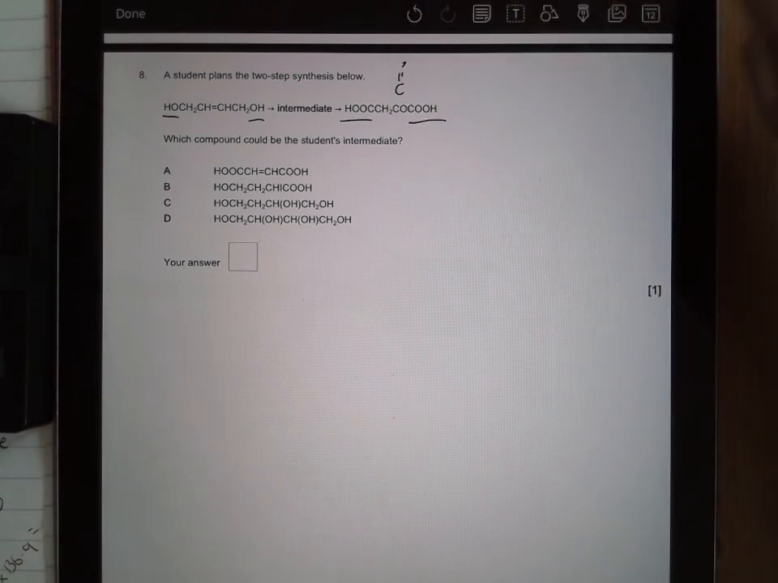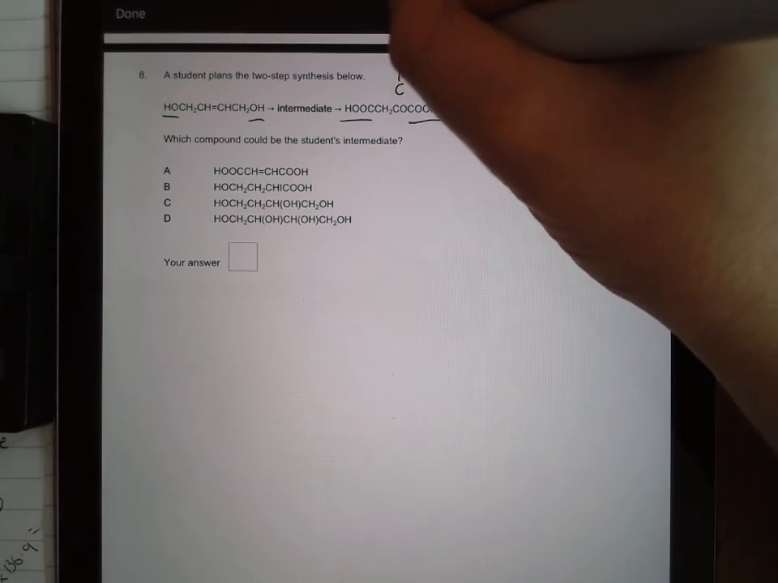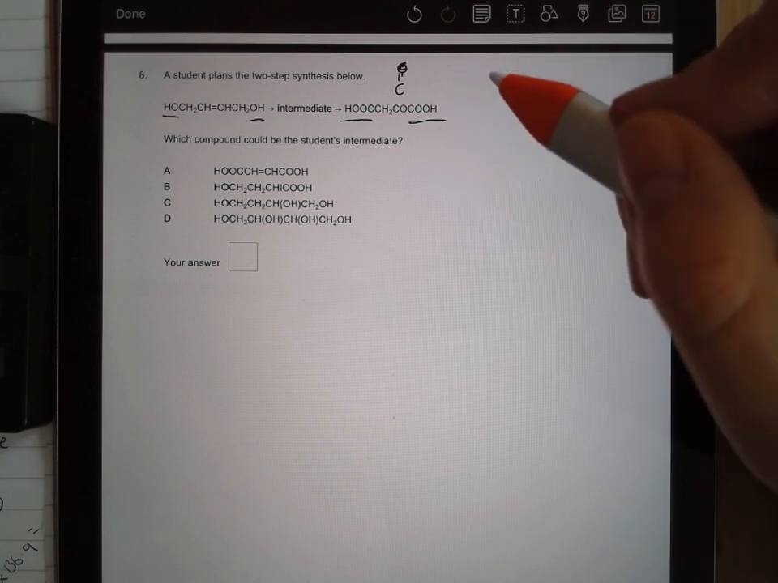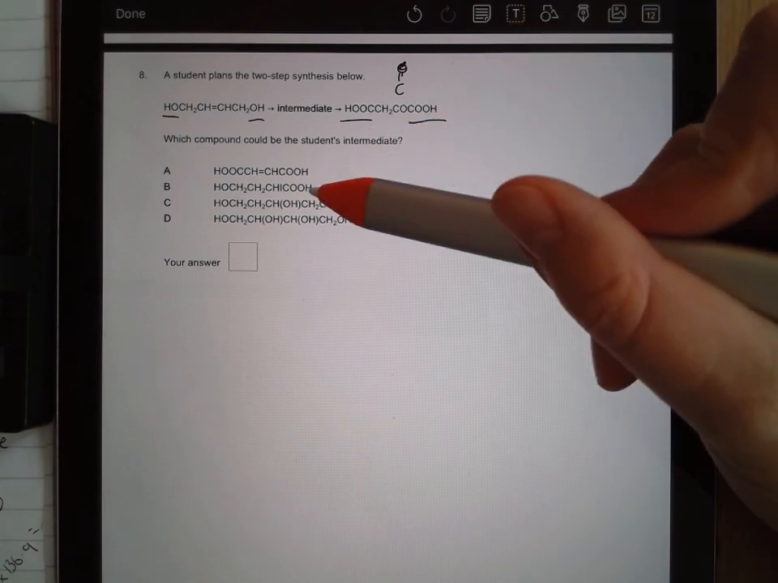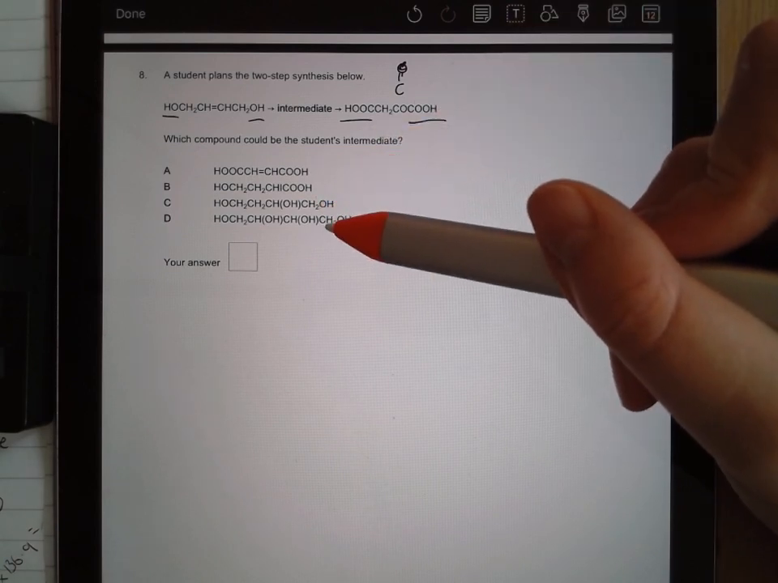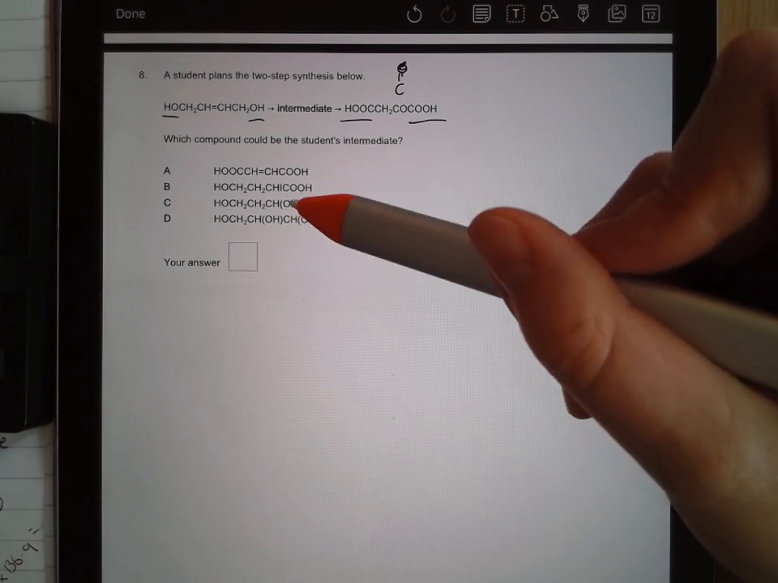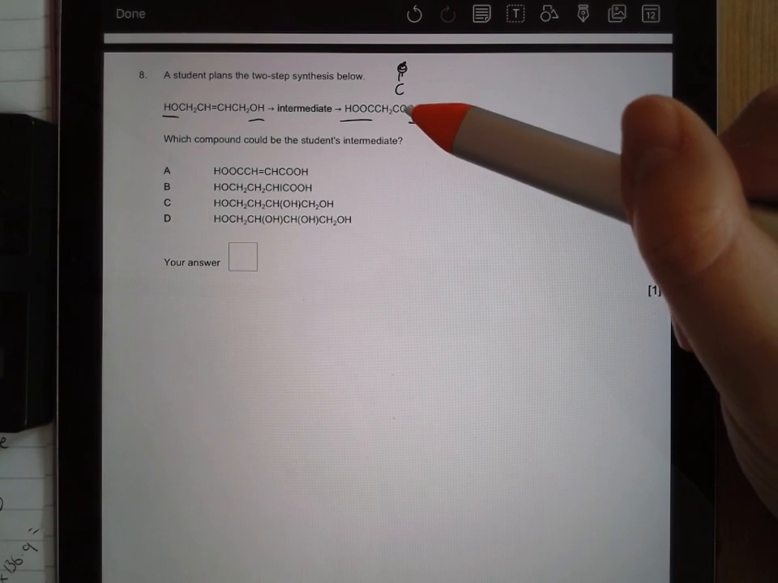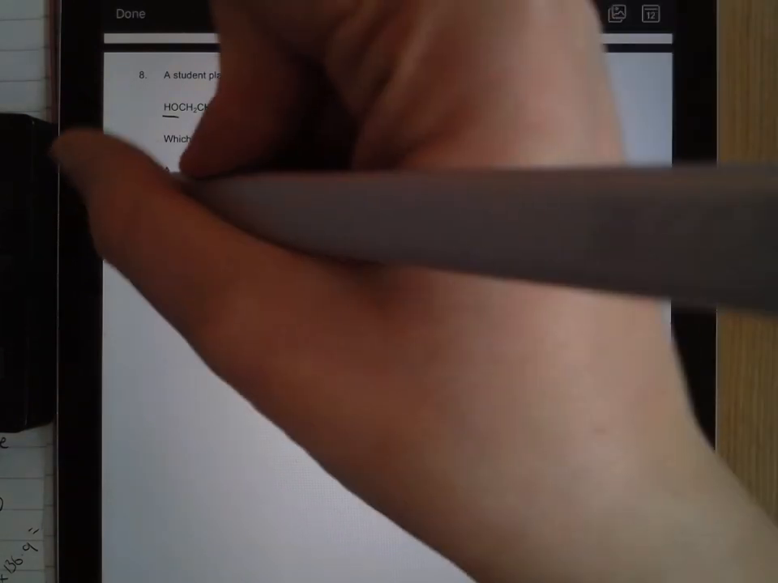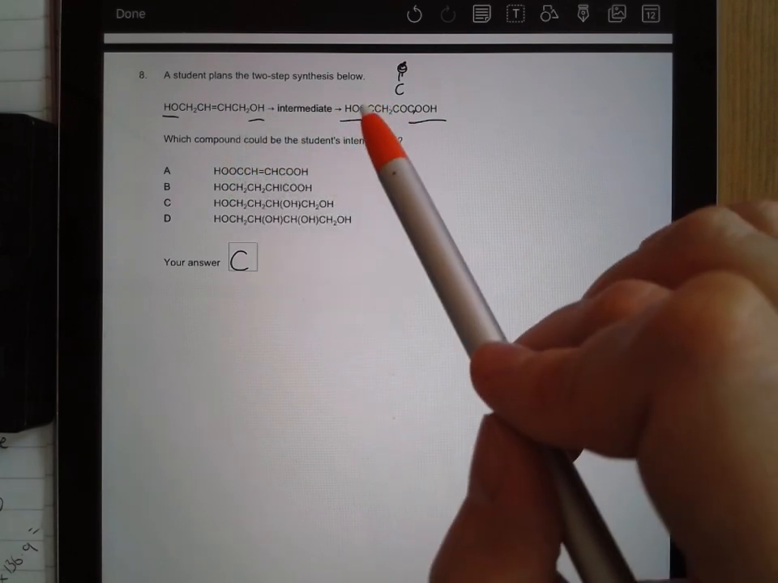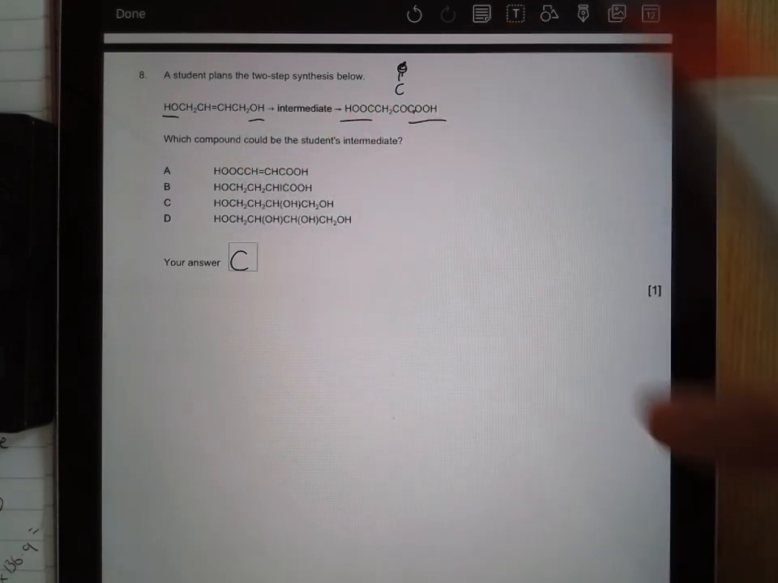So how are you going to get from an alkene to a ketone? Well, anytime we have ever made a ketone, we have gone via an alcohol. So I need my intermediate to be an alcohol. If I look down at my options, I can see C and D both contain OH groups in them. D has 2 OH groups, C only has 1. I'm only adding 1 extra oxygen here, so my answer is going to be C. From the alkene to an alcohol, from an alcohol to a ketone.